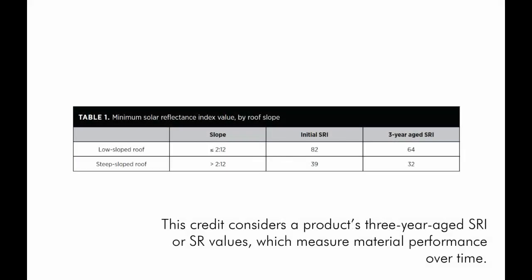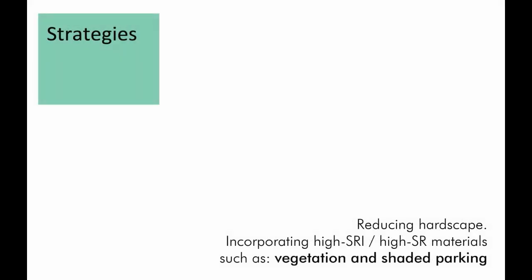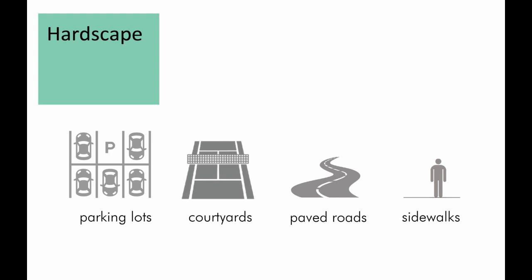This credit considers a product's 3-year aged SR or SRI values, which measure materials' performance over time. The credit encourages project teams to adopt a variety of strategies, including reducing hardscape and incorporating high SRI or high SR materials such as vegetation and shaded parking, which minimize a project's overall contribution to heat island effects. Hardscape includes all paved roads, sidewalks, courtyards, and parking lots.